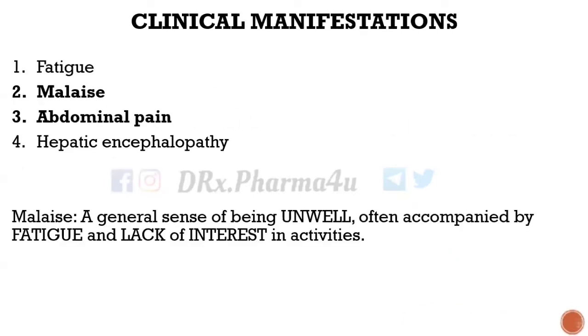So in this, the clinical manifestations can be fatigue, malaise, abdominal pain, hepatic encephalopathy. Why is malaise seen? Malaise is actually a general sense of being unwell, which is often accompanied by fatigue and lack of interest in activities. It's actually a generalized weakness. That is called malaise. You will not find interest to do anything. You will just feel like taking rest all of the time. Fatigue is also seen, and hepatic encephalopathy.